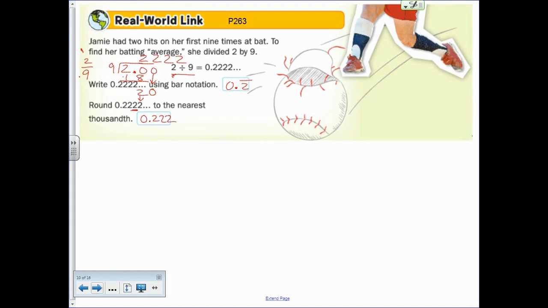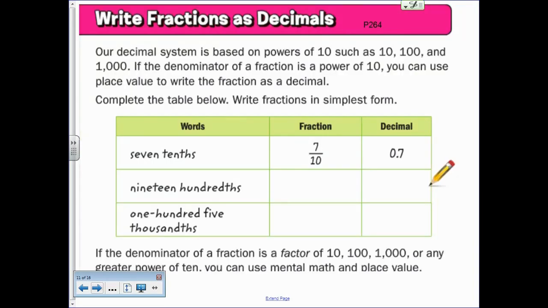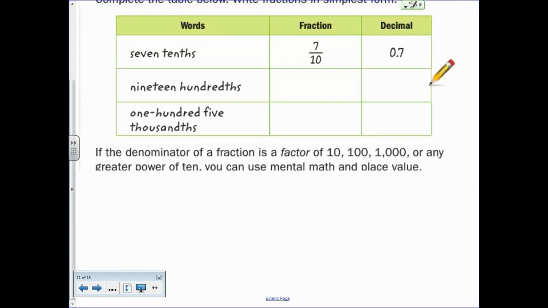Turn to page 264. On page 264, it says our decimal system is based on the powers of 10, such as 10, 100, 1,000. If the denominator, that's the bottom number, the denominator of a fraction is a power of 10, you can use place value to write the fraction as a decimal. It says complete the table below. Write the fractions in simplest form. This I do want you to quickly write down. You don't need to draw the table.